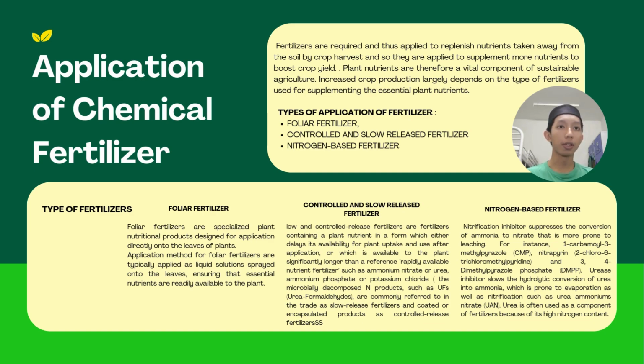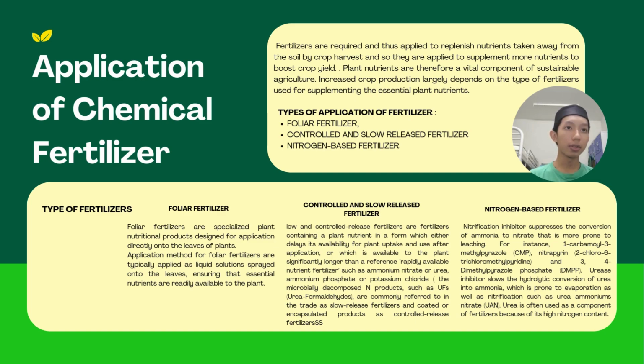So next, controlled and slow release fertilizer. Slow and controlled release fertilizers are fertilizers containing a plant nutrient in a form which either delays its availability for plant uptake and use after application, or which is available to the plant significantly longer than a reference rapidly available nutrient fertilizer, such as ammonium nitrate or urea, ammonium phosphate or potassium chloride. The microbially decomposed end products such as UF, urea formaldehyde, are commonly referred to in the trade as slow release fertilizer, and coated or encapsulated products as controlled release fertilizer.